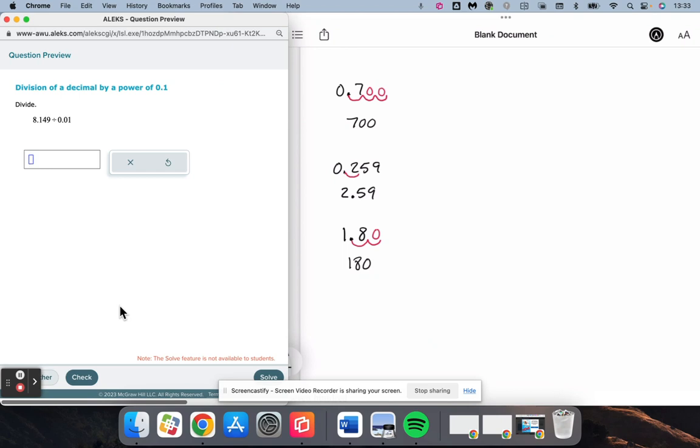We'll take a look at one more. We've got 8.149. There are two digits to the right of the decimal, so our decimal would move two digits to the right, and we would get 814.9.